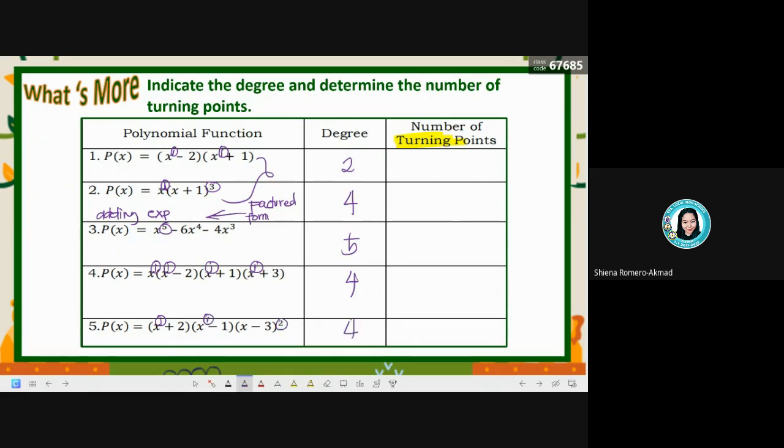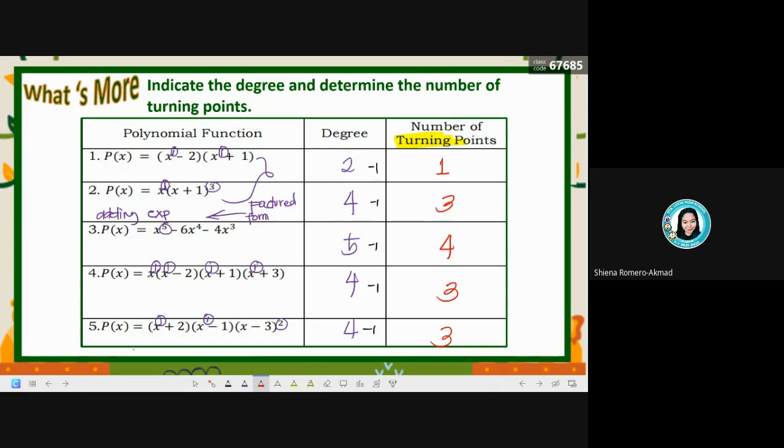So yung number of turning points natin should be minus 1 of this. So mag-minus 1 lang tayo dyan. Yun yung number of turning points. So the number of turning points there is 1. Dito, 3, 4, 3, 3. Okay? So, yan yung i-expect natin na number of turns.